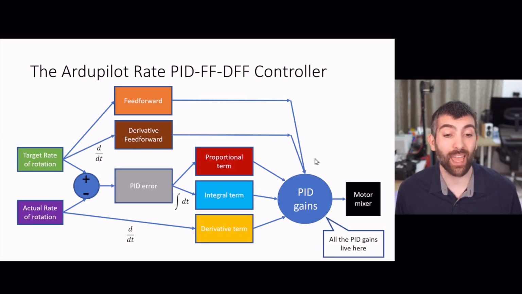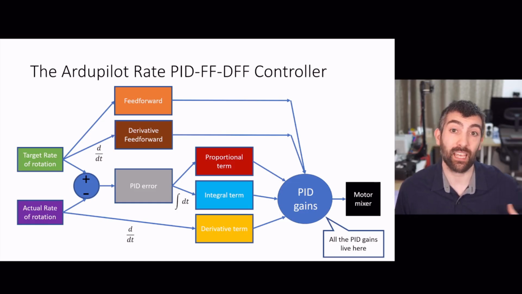This diagram shows you a schematic of the rate PID controller in ArduPilot. On the left, we have the two inputs. The first is the target rate of rotation. This is how fast the quad is being asked to rotate around each axis. That target rate of rotation can come from the pilot stick inputs in acro mode, or more likely from the angle controller when you're flying in any of the other modes. The second input is the actual rate of rotation, and that comes from the gyro in the IMU on your flight controller. This tells the quad how fast it's actually rotating around each of the axes.